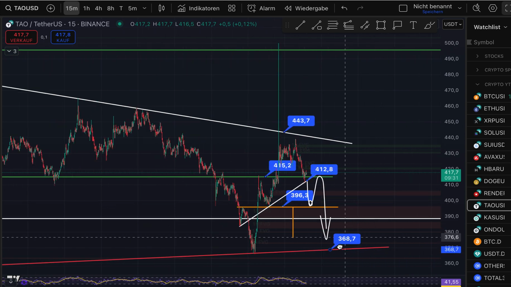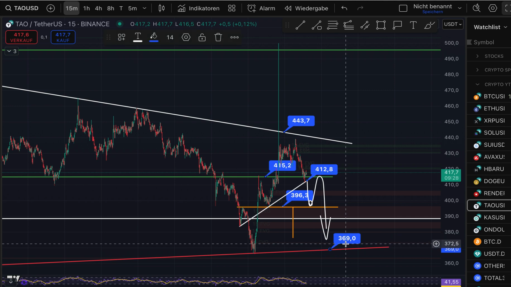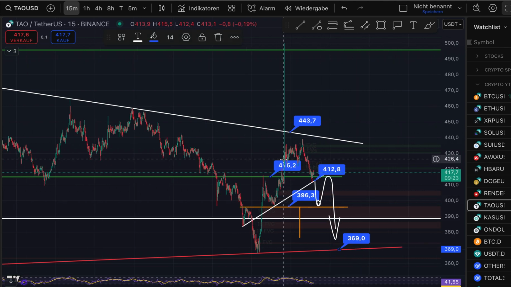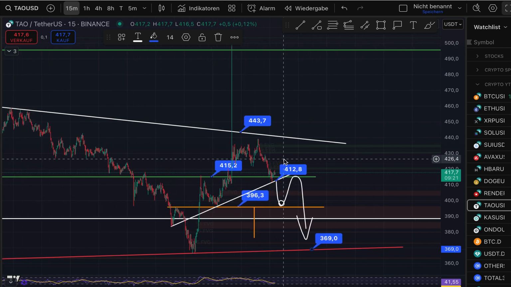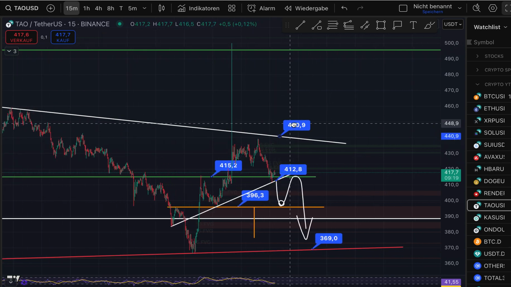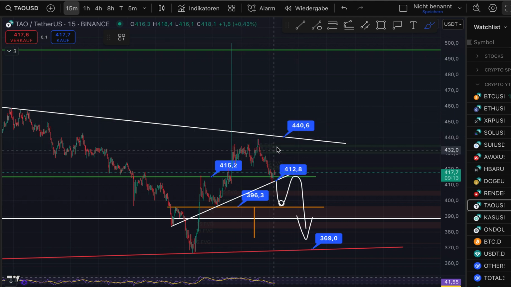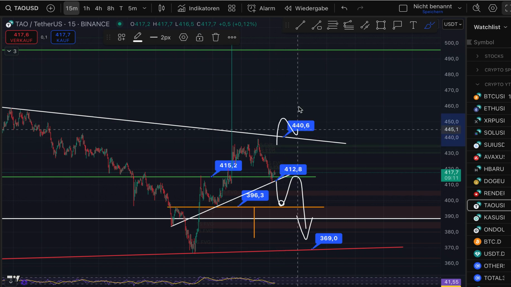As long as we hold the 369 US dollar, everything is positive. If we lose it, then we can think about far lower prices for TAO. If we get for some reason a push to the upside, then the 440 US dollar are going to be very interesting for me if we break it to the upside. Because if we do, then I think we can get up to 496 US dollar for TAO.